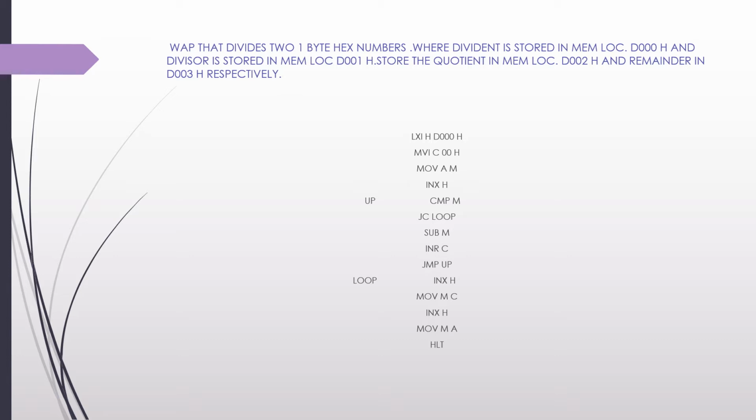That number of times of subtraction gives you the quotient, and when the contents of the accumulator are less than the contents of the memory, then you are done with the subtraction. So whatever is there in the accumulator will be the remainder. Okay. So the logic of the program goes like this. LXI H, D1000H, move 00 to C register, that is MVI C, 00. Whatever is there in memory, that is the first data byte, you store it in the accumulator.